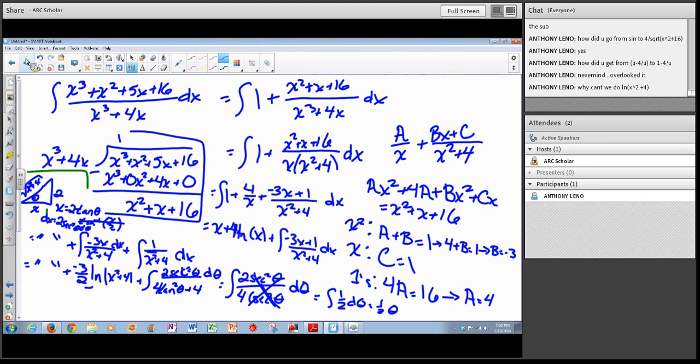Yeah. Okay. So we want to convert this back, right? What can we do? Well, we know that theta is going to be the tan inverse of x over 2. So that's where we get this. Plus 1/2 tan inverse of x over 2. And then that's with all this other stuff that we had before. So x plus 4 natural log x plus -3/2 natural log of x squared plus 4.